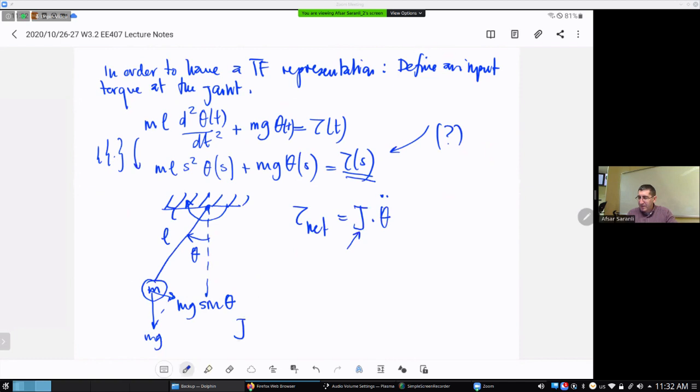J equals ml square, for a system with a rod of length L.